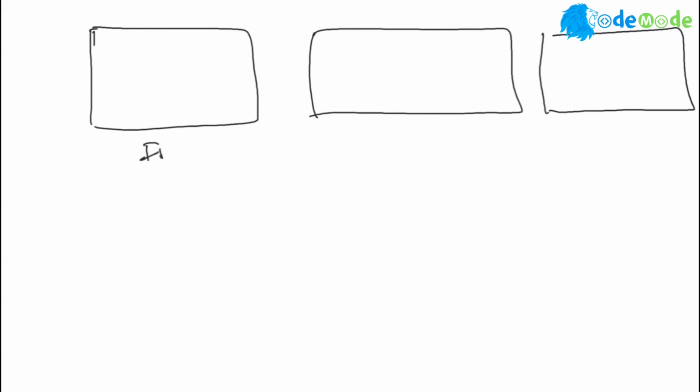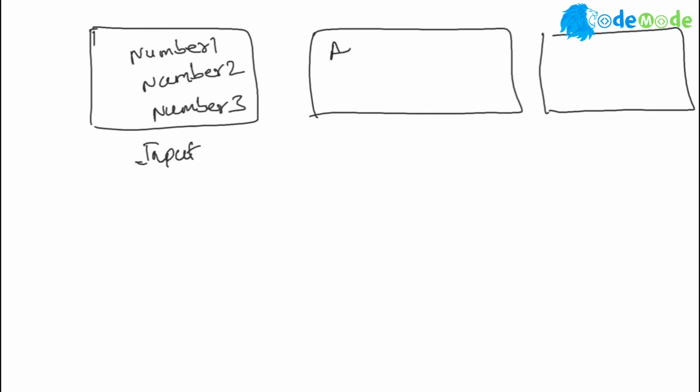So we know our input, and our input is number 1, number 2, and say number 3. And then our step is add 3 numbers and then divide by 3, and then output is average value, right?